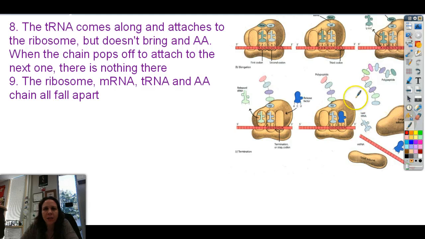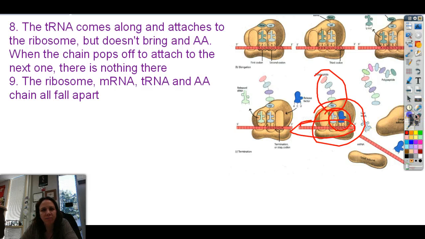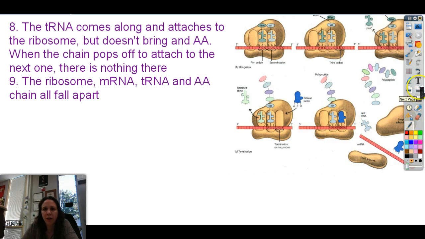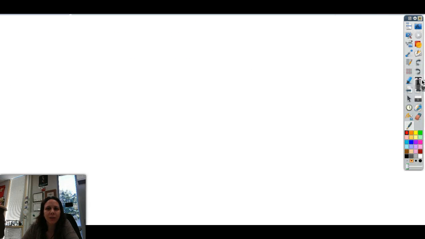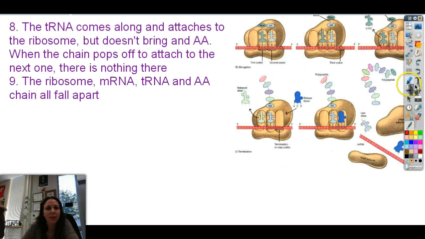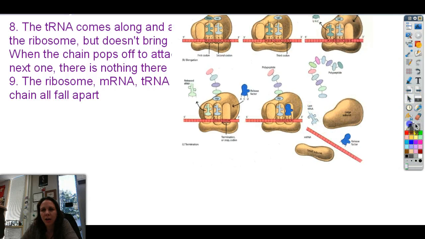And so what happens is that the ribosome, the amino acid chain, the tRNAs and the mRNA all just fall apart. And that allows them to just take off and go do whatever they're going to do. So here's that last tRNA. There's the tRNA with no amino acid attached. Here's the 2 halves of my ribosome. There's my mRNA. And there's my completed protein.